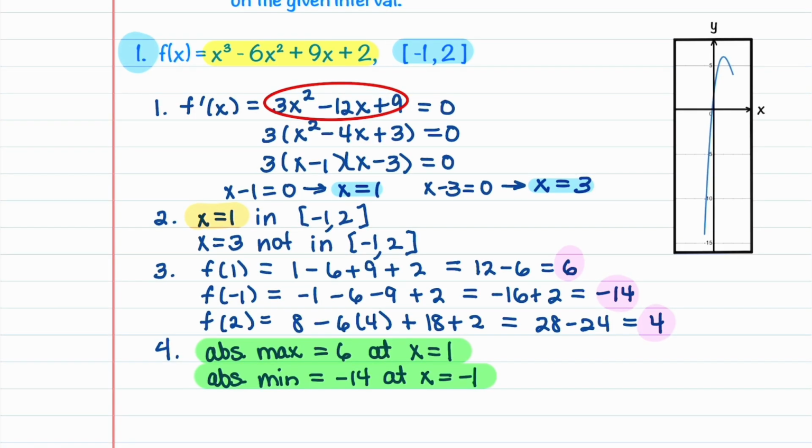Before we move on, I want to show you what the graph of this function looks like. It's graphed over here on the right. Notice that when x is equal to -1, that's our left-hand endpoint, we have an absolute min. And then when x is equal to 1, that was one of our critical numbers, we have an absolute max. And you can see that the derivative is equal to 0 because we have a horizontal tangent.